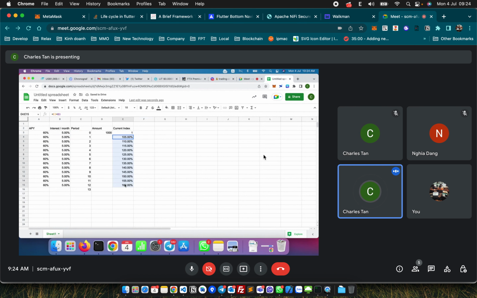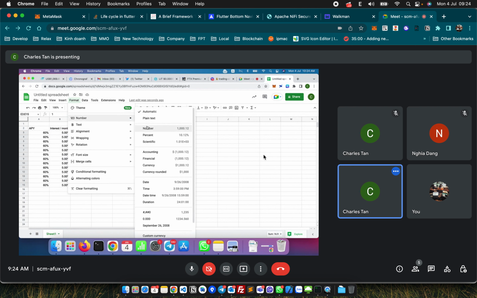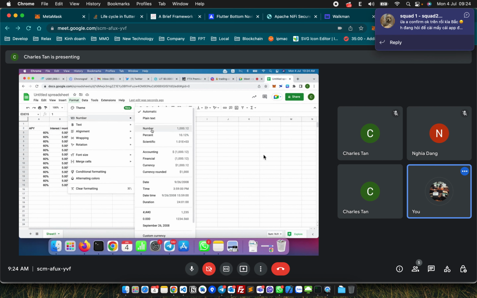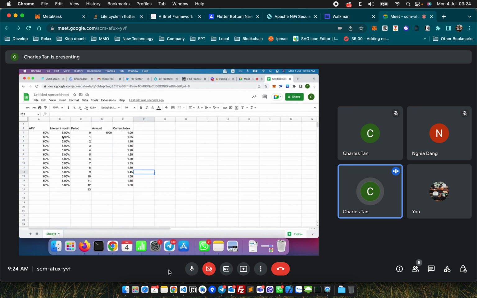And this one will reflect it not in percentage terms, but... How do we do this? Okay, anyway, so format. Okay, there we go. So that's how the index should look over time, right? If we assume there's a 60% APY, for example, then every month you're earning 5% interest.